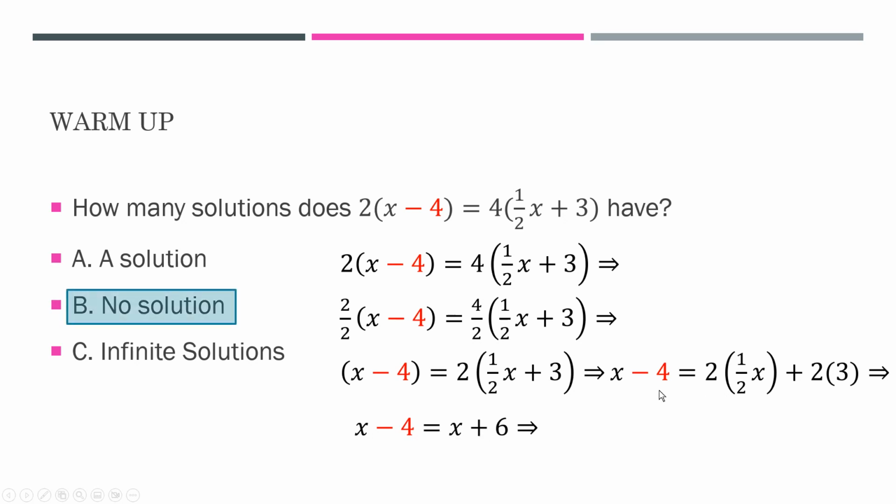What case are we in? Case 2. Yes, it's going to be no solution, as you see. Negative 4 does not equal 6, so it's no solution.